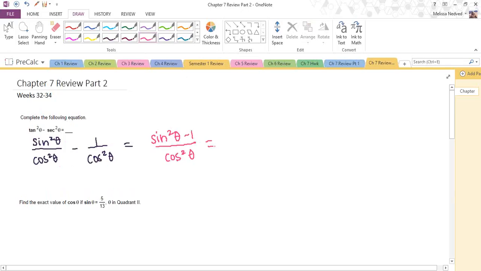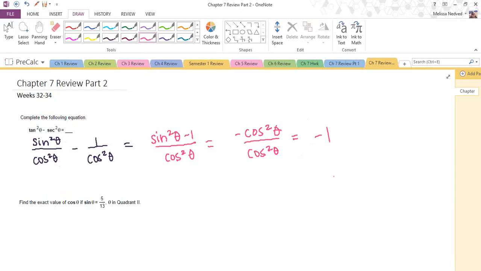Hopefully that's ringing some bells for you, but remember our Pythagorean identity says 1 minus sine squared theta is equal to cosine squared. Well, here I have sine squared minus 1, so that's going to actually give me negative cosine squared theta over my denominator of cosine squared theta. Well, anything over itself is just 1. Since I have a negative, my final answer is negative 1. So tangent squared theta minus secant squared theta actually reduces to just negative 1.